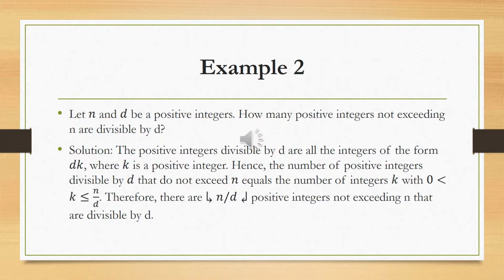N over d here is written in terms of the greatest integer (floor) function. That means any number that we generate by dividing n over d, we will round it down to the nearest integer.